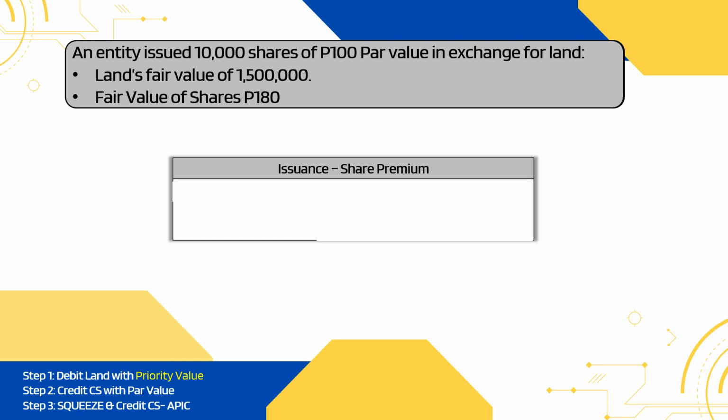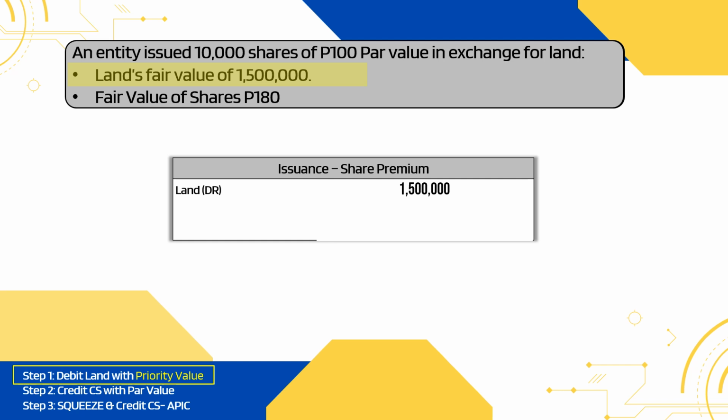How much? Alam natin that the journal entry would be debit land, credit CS APIC if merong excess. The question is, how much should we debit land? Step 1 is to follow the valuation hierarchy. So, titingnan nyo muna first, meron bang fair value of the non-cash consideration? In this scenario, meron. 1.5. So, pag meron na yung first priority, automatically, you will value it as such. Right? So, if this is the fair value of the non-cash, we will debit land at 1.5.